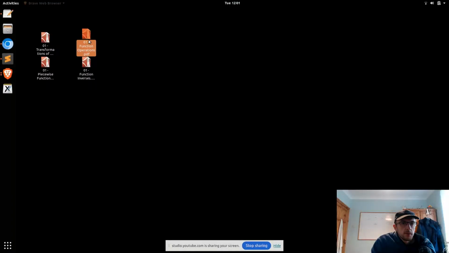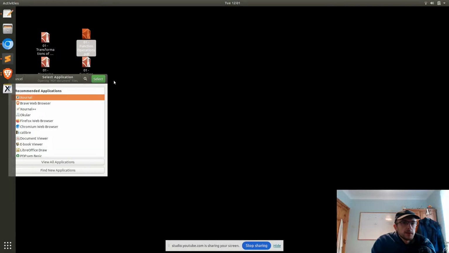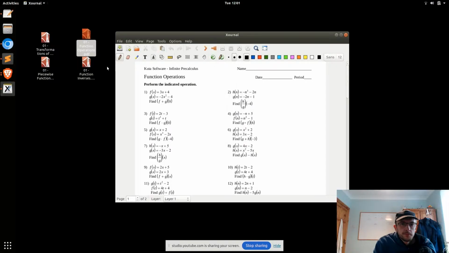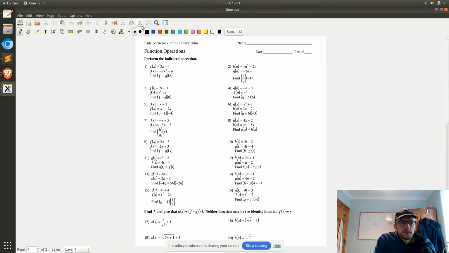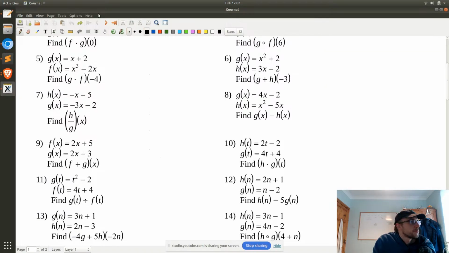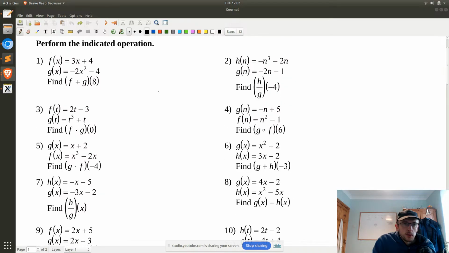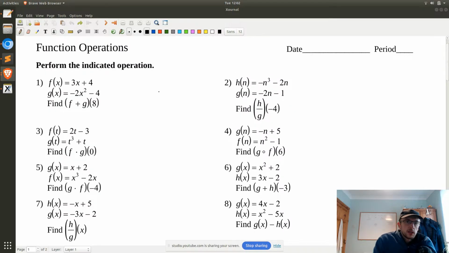And here we go. Function operations. All right. And let's see here now. Okay, so just 22 questions. Perform the indicated operation.